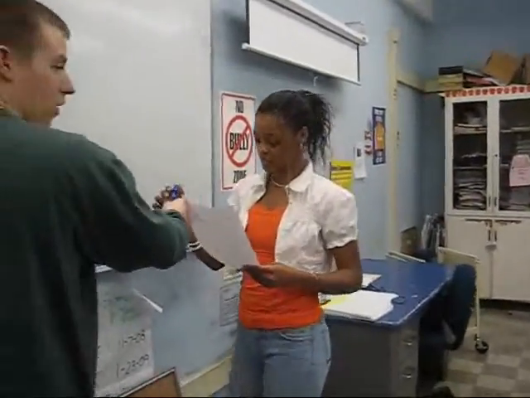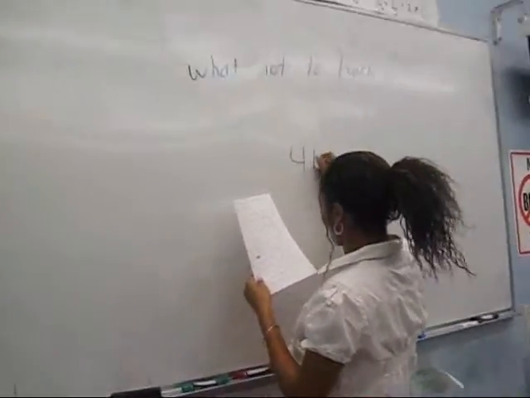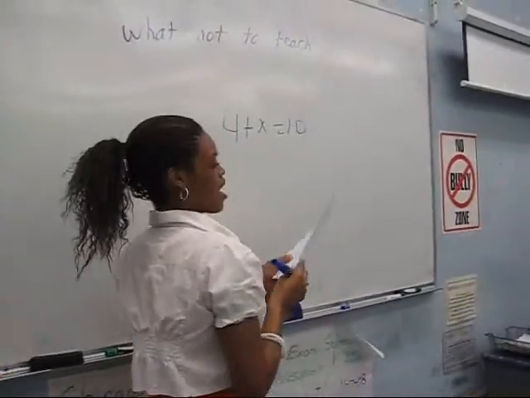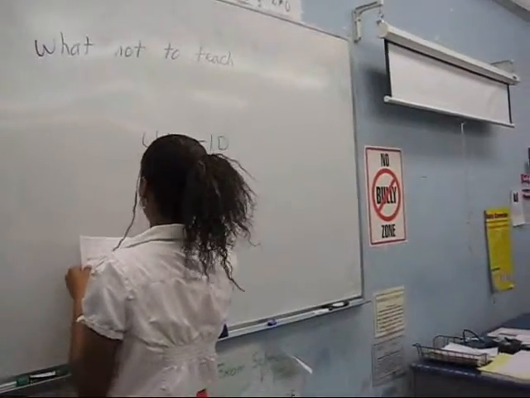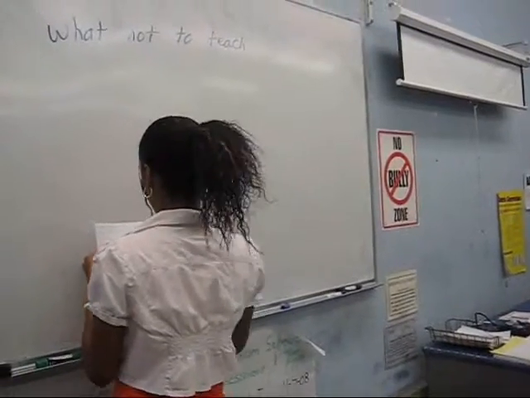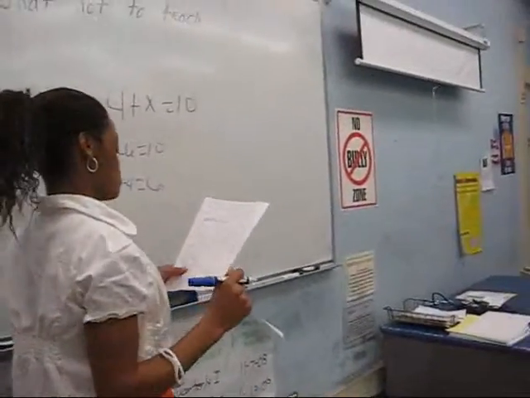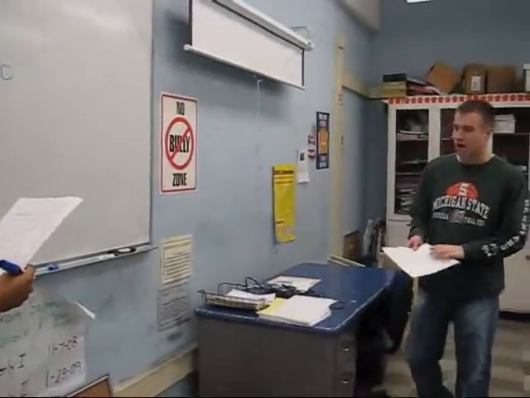I'll show you. Okay, wake up class, wake up. What Not to Teach is going to teach us how to do it. 4 plus x equals 10. Who can solve this? I can. X equals 6. That's right, because 4 plus 6 equals 10. And what does 10 minus 4 equal? 6. So I can subtract what's being added to the x and I will get my answer. Very good. See, this way works better. Okay. Alright, let me try.